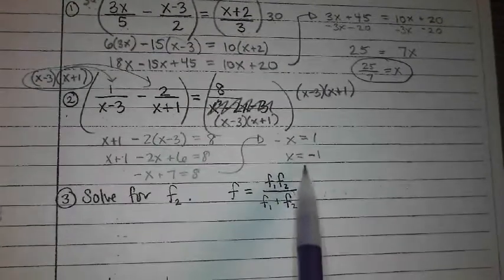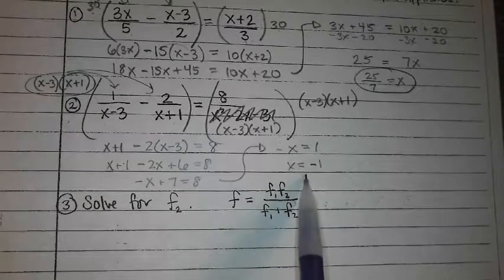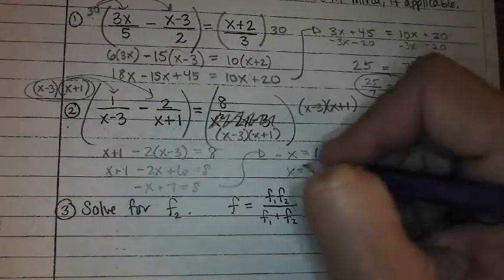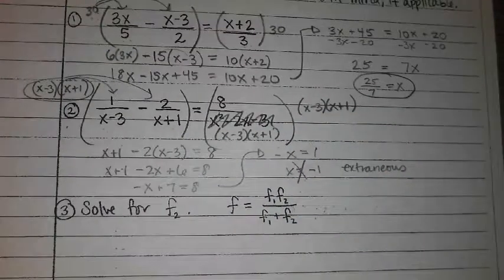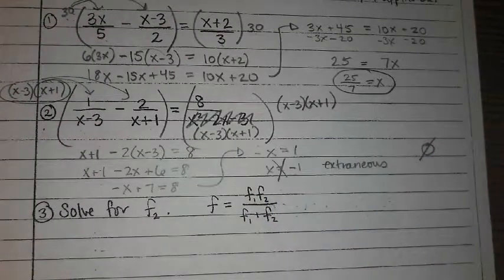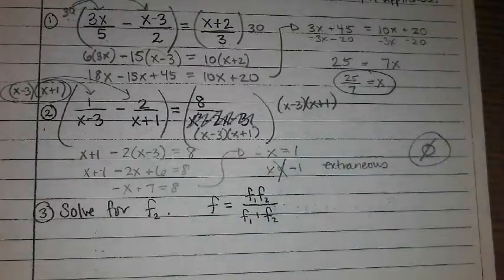So x cannot equal negative 1, right? So even though that's the solution we came up with, it's actually extraneous because if you plug it back into the original, it's going to give you an undefined. So you might want to do that and just write extraneous. And so there really are no solutions to this rational. Any questions on this?